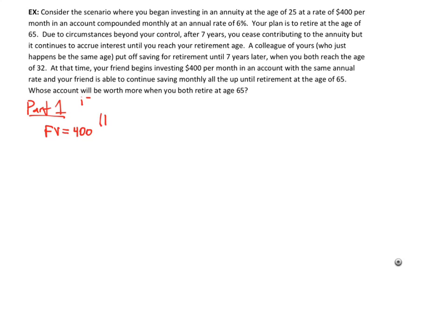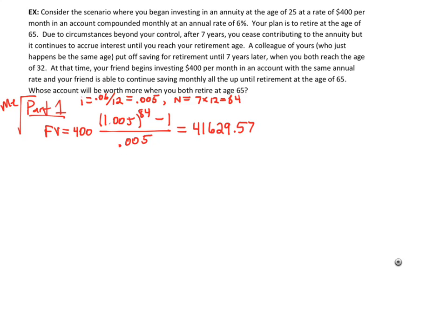All right, so the future value after 7 years can be found by finding the interest rate for monthly. If it's 0.06 divided by 12, that's 0.005. So I'm going to do $400, and I'm going to do 84 contributions, that's 7 times 12, 7 years times 12 times a year. So I get 1.005 to the 84 minus 1, over 0.005. Okay, plug all that in. At the end of 7 years, I have $41,629.57.